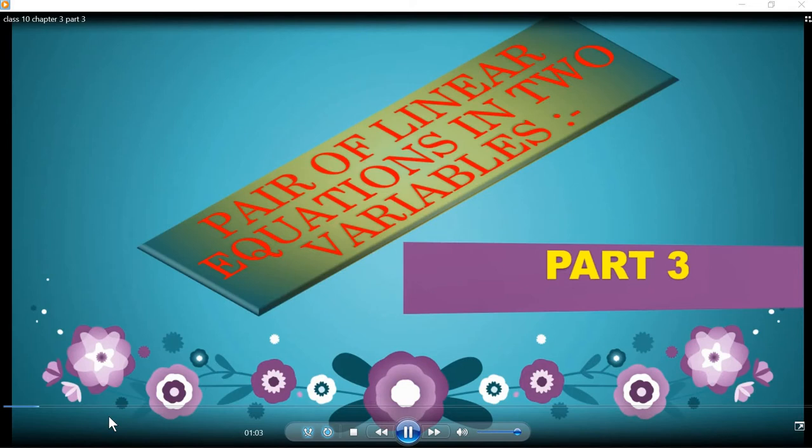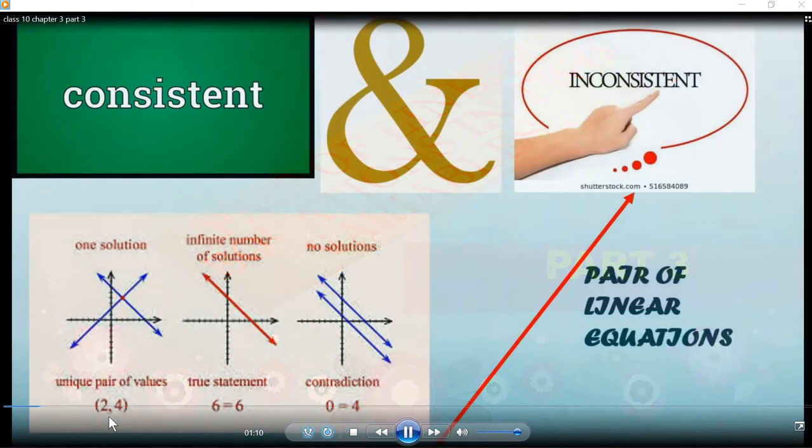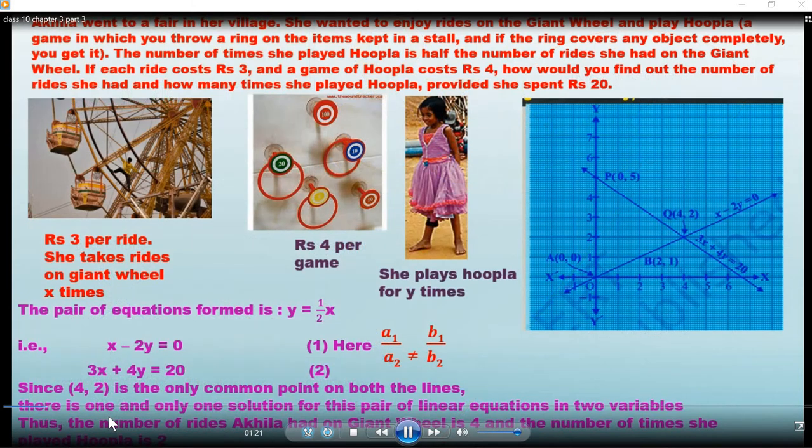Today we will take pair of linear equations in two variables part 3. In this part we learn about consistent and inconsistent pair of linear equations. Let us understand the consistent pair of linear equations with an example.